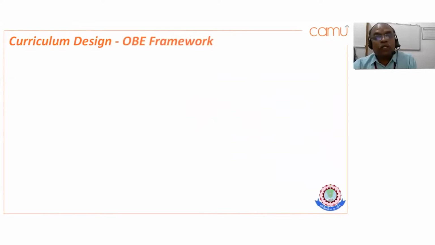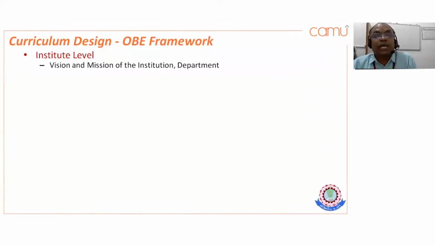So how are we going to look at this particular framework? The idea is we start from the institute level. What is the reason for which the institution is established? The vision and the mission of the institution. Then I ask the same question for the department also. What is the aim for which the department is established? This is given by the vision and the mission of the department.